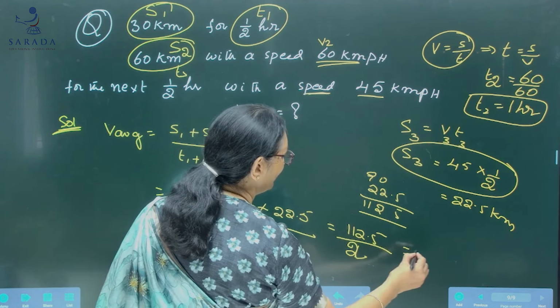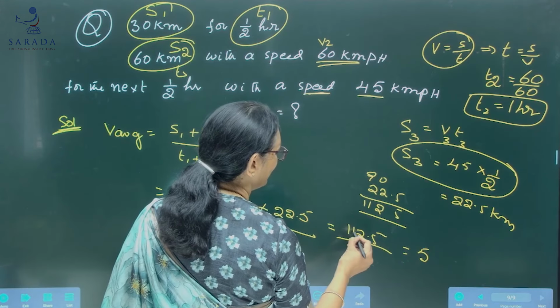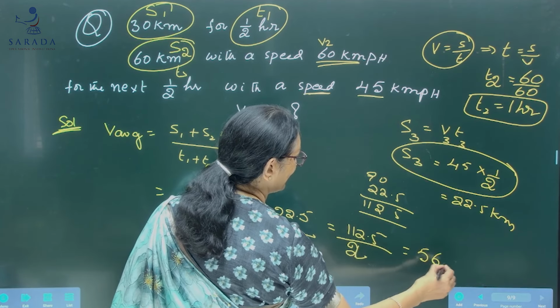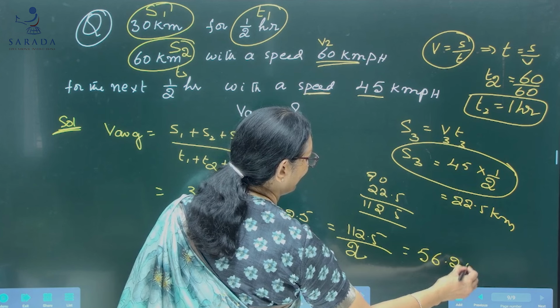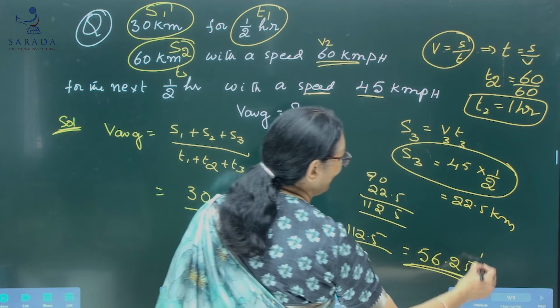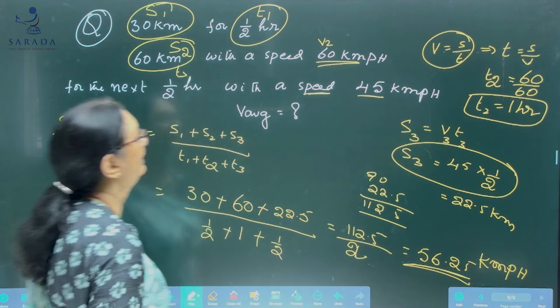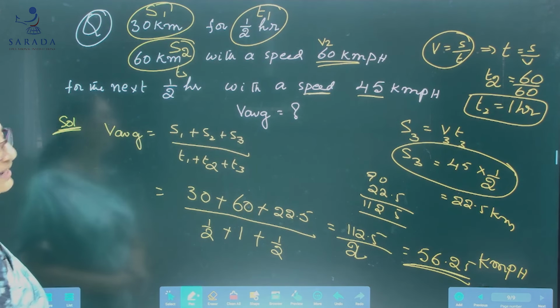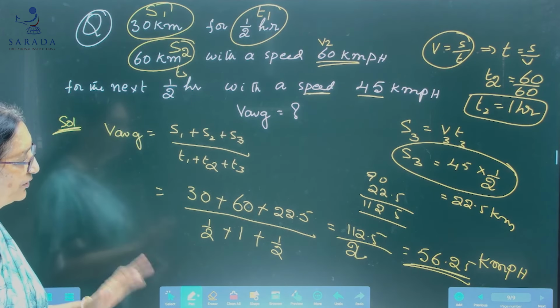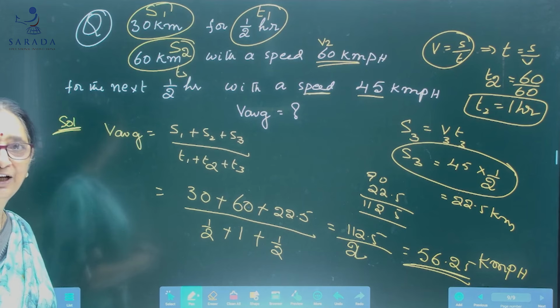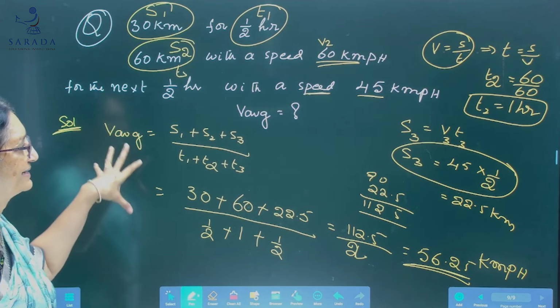112.5 by 2. 5 2s are 10, 12, 6 2s are 12, 56.25. So, average speed is equal to 56.25 kilometers per hour, that is the answer.